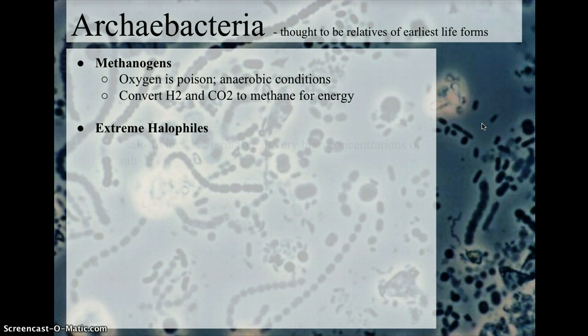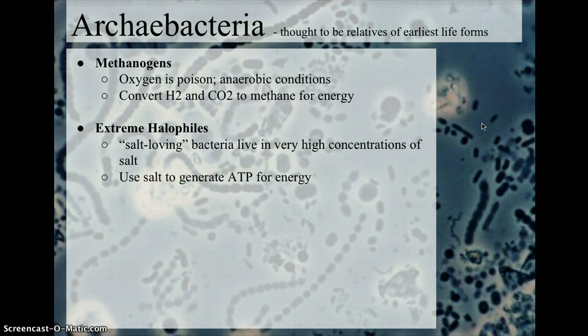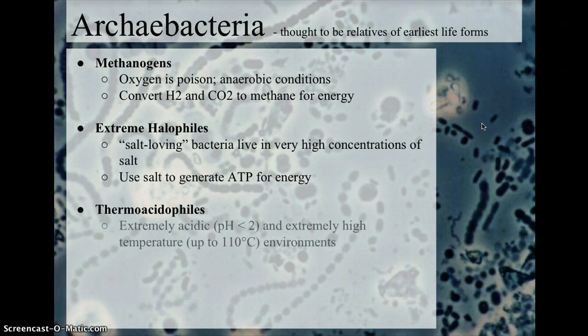And then the extreme halophiles are considered salt-loving bacteria, so they'll live in environments with very high salt concentrations, and these concentrations would kill most bacteria. They use that salt to then generate ATP for energy. And then the thermoacidophiles, you can probably tell from the name that they live in areas that are extremely acidic and also have extremely high temperatures. So this can be up to 110 degrees Celsius. So those are our archaebacteria.